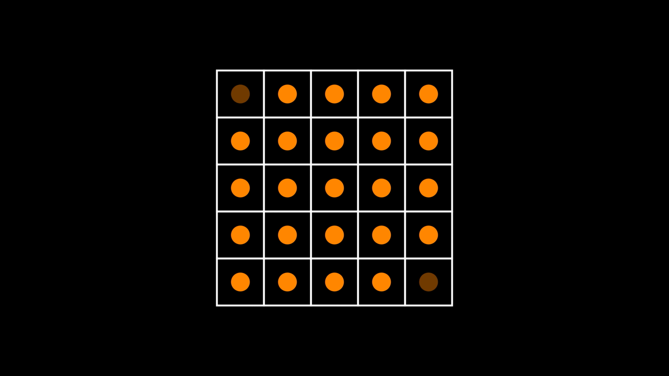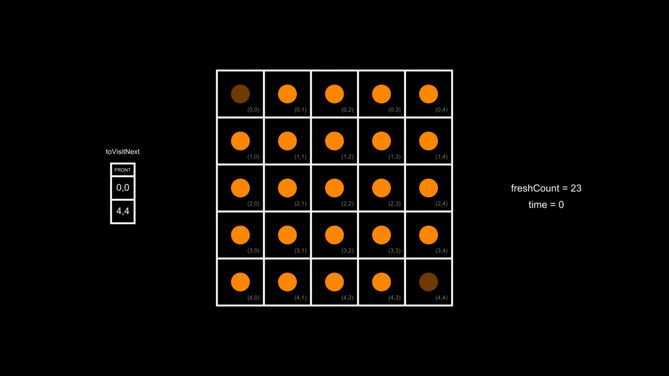Note how this is similar to the idea of breadth first search, where we visit the nodes at a given depth before moving on to the nodes at next depth. To perform breadth first search, we would need a queue. We call it to visit next. The element at front contains the position that we would be visiting next. We build the initial queue by pushing oranges that are already rotten at time equal to 0 seconds.